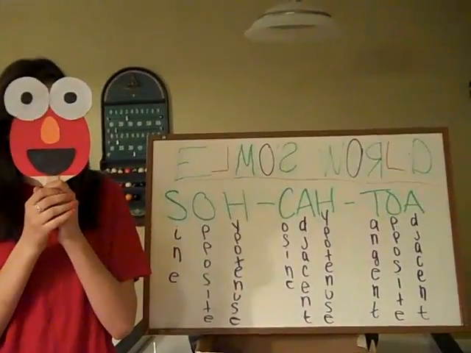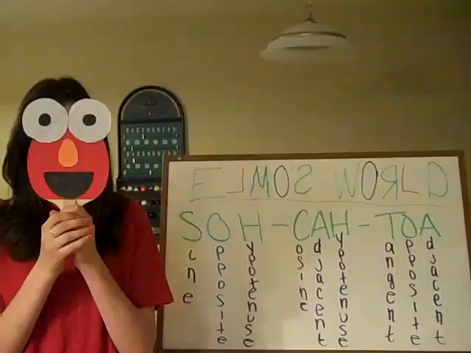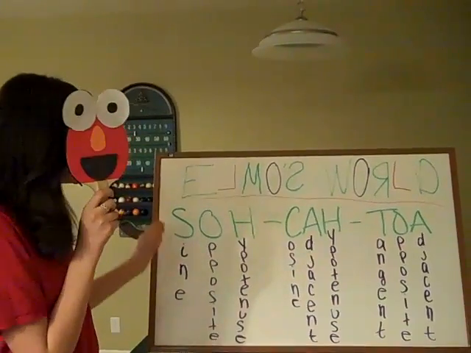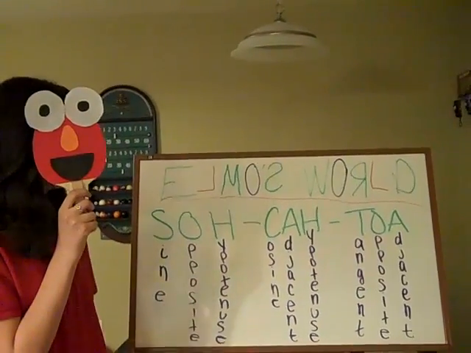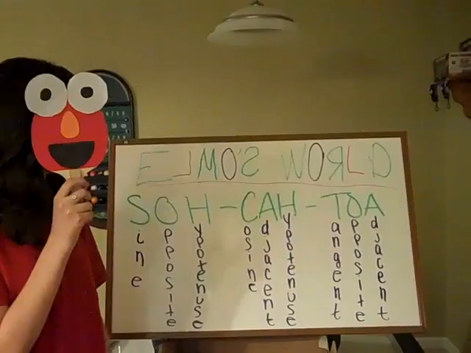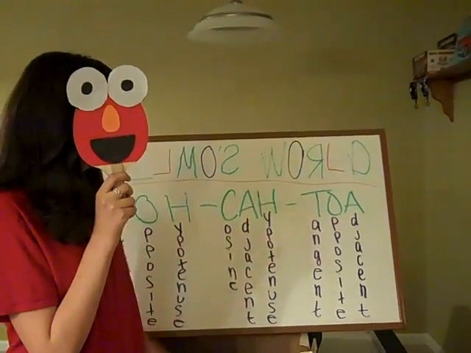So what is SOHCAHTOA, guys? Well, it's a way to find the three basic trigonometric ratios: sine, cosine, and tangent. Here's an easy way to remember it. SOH is sine equals opposite over hypotenuse. CAH is cosine equals adjacent over hypotenuse. And TOA is tangent equals opposite over adjacent.